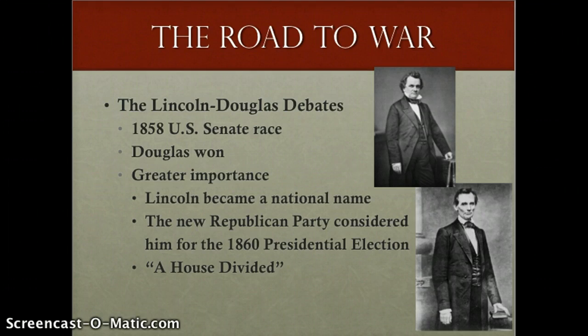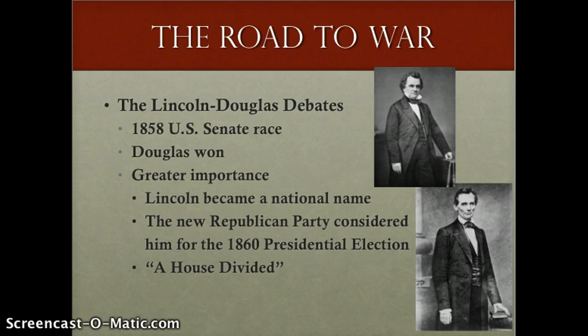Stephen Douglas ultimately won the election, but there were a few significant things that came out of these debates. First of all, Lincoln would become a national name. Prior to these debates, Lincoln was pretty much an unknown outside of Illinois. But as a result of these debates and the fact that they were published nationally, Lincoln became very well known. The Republican Party would now consider Lincoln as their frontrunner for the presidential election in 1860.